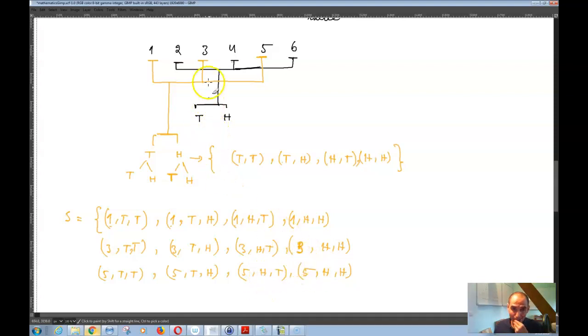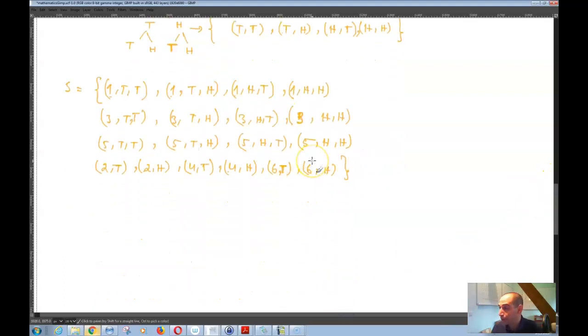And then over here, in the case of 2, 4, and 6, you could get either tails or heads. So you could have 2 tails, 2 heads, 2 tails, 2 heads, or you could get 4 tails, 4 tails, 4 heads, or you could get 6 tails, 6 tails, and 6 heads. That's basically your sample space here.